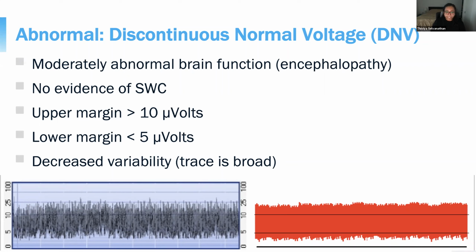And the key difference here is that although the upper margin is still above 10 microvolts, as you can see here, the upper line is still above 10 microvolts, the lower margin is now less than 5 microvolts. So this lower line, which you can see very nicely here on the right, is below 5 microvolts. There's also decreased variability, and the trace is very thick and broad.